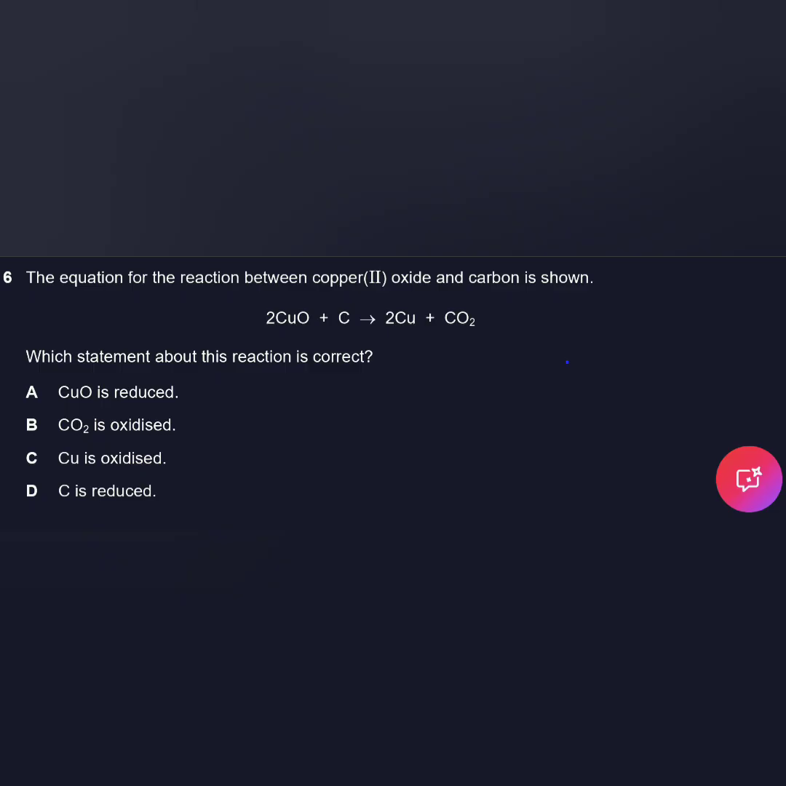Option A, copper oxide is reduced. Reduced means something that loses oxygen. So you have to make an arrow from copper oxide towards the copper and see. Has it lost oxygen? Yes, it loses oxygen after the reaction. So copper oxide is reduced. That is the correct option. Let's see the other options. Always read the other options too, because sometimes in a hurry you take a wrong answer. So always read all the options to make sure that you have marked the correct answer.